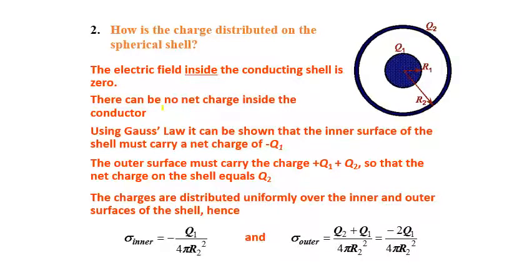We can also calculate on the outer side, and on the outer side this should be (Q2 plus Q1) over 4 pi R2 square. This is given in the question from the beginning, that Q2 is equal to minus 3Q1. If you place this value here, (minus 3Q1 plus Q1) over 4 pi R2 square, you will get minus 2Q1 over 4 pi R2 square. This is the value on the outer side.